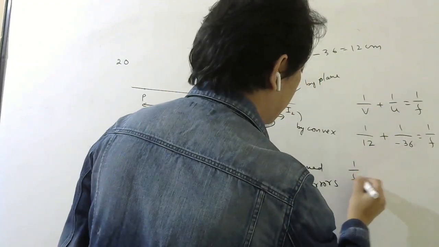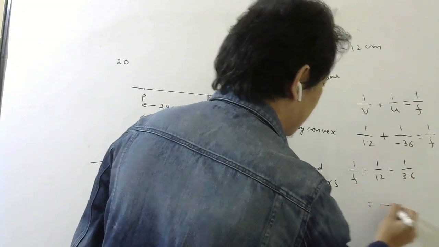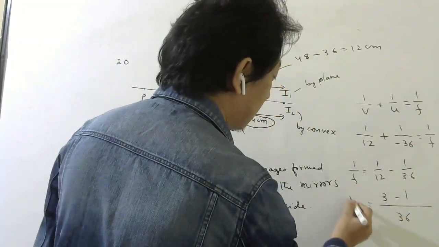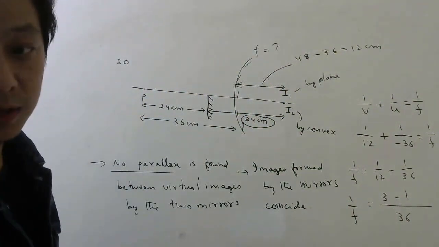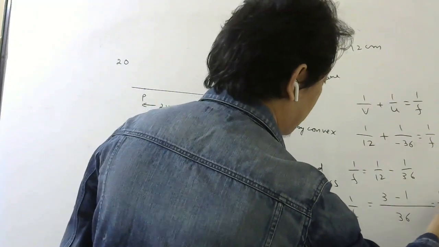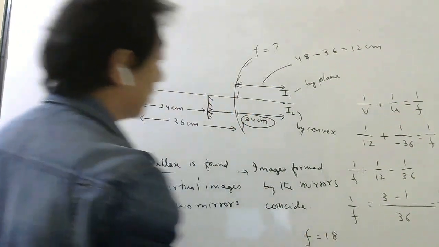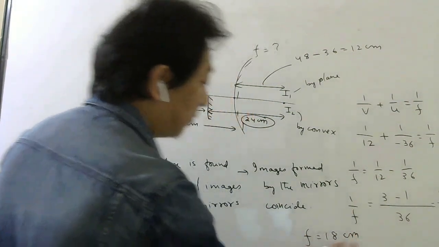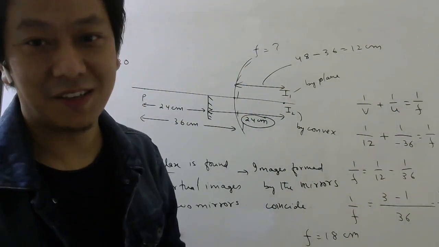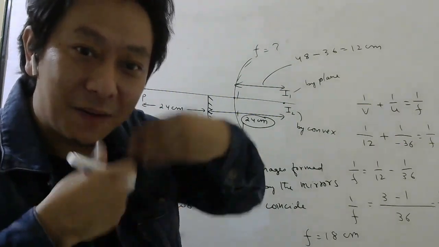So 1 by f will be 1 by 12 minus 1 by 36. The LCM will be 36, 12 threes are 36, 36 ones are 36. So 1 by f is 3 minus 1 by 36, so 2 by 36, so 1 by 18. So the focal length is 18 centimeter. You can see it came positive. It should come positive only. Why? Because it is a convex mirror. Whatever you don't know, you don't put a sign. The sign will come automatically, I told you.